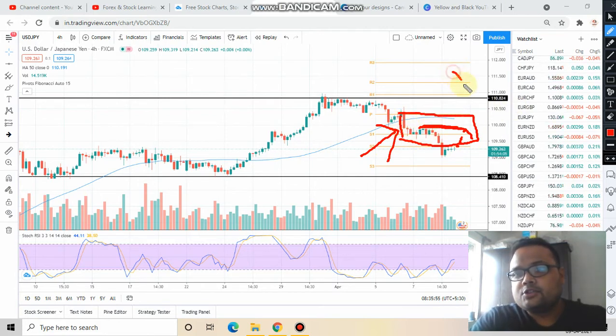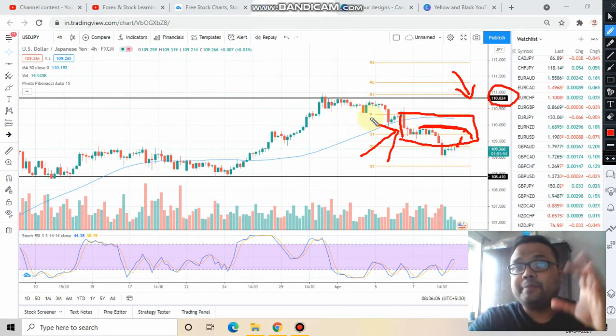Thirdly, you can short the market at this resistance level 110.82, but there is a little possibility that the market will go up this high today, looking at the present selling pressure in the market.